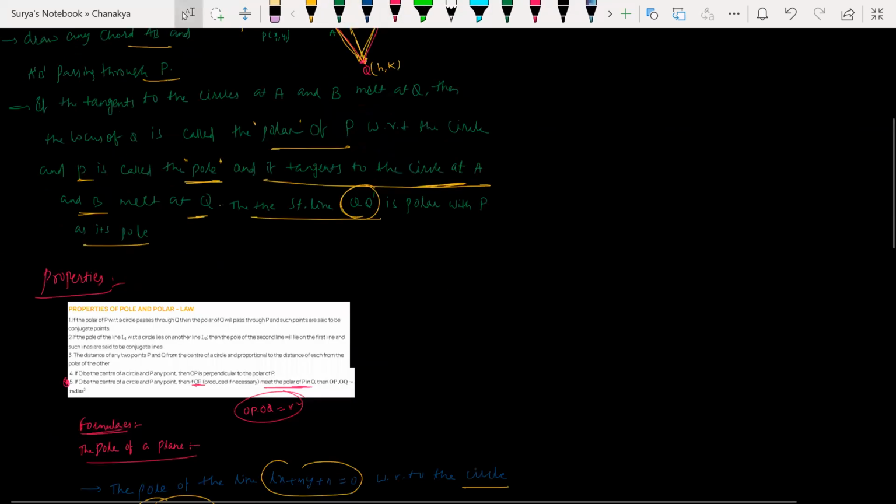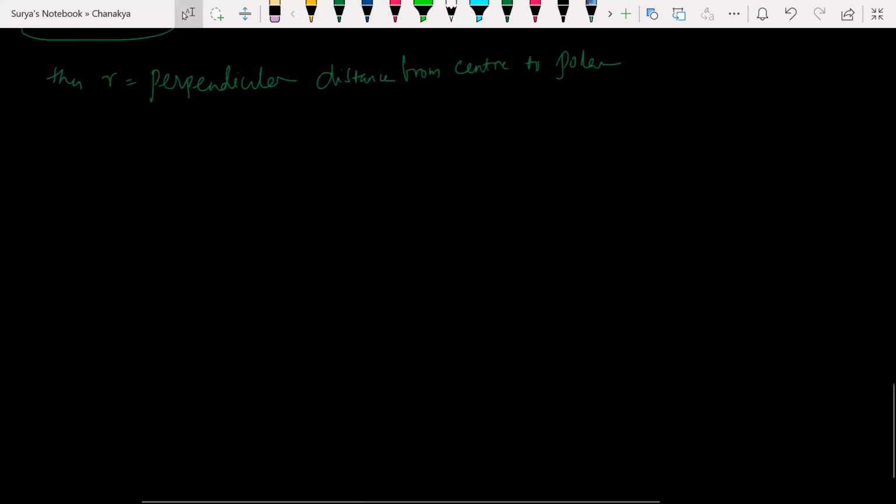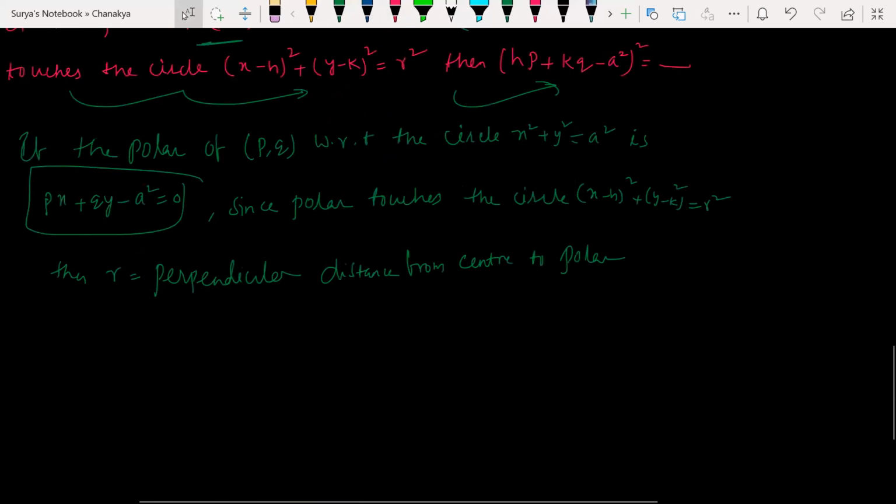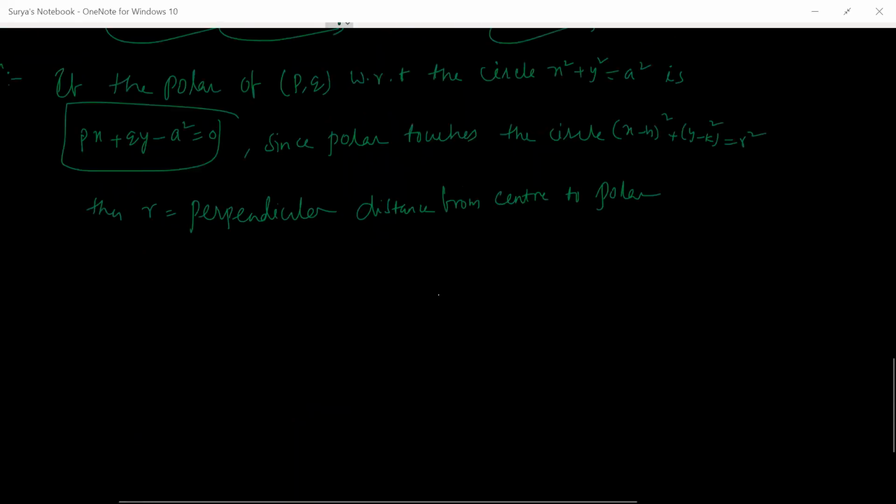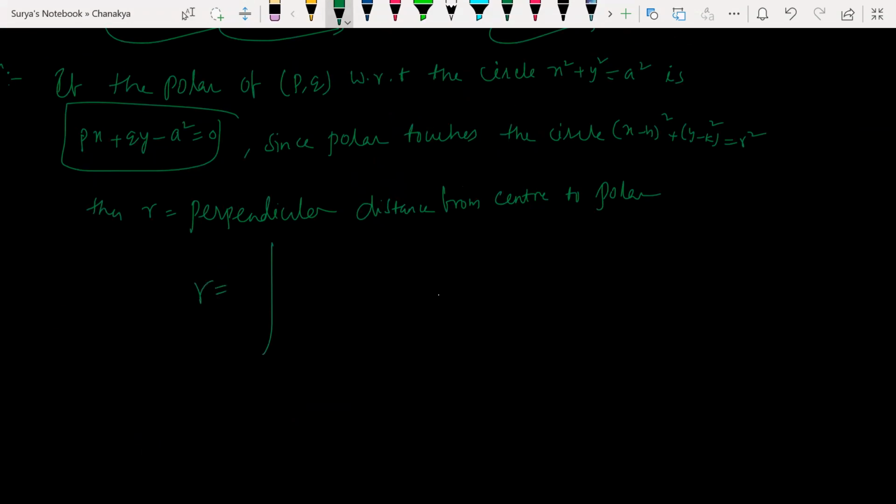Perpendicular distance from the... observe, analyze that. So basically the radius can now be written as a perpendicular distance. The formula in terms of P, Q, passing through P, ph plus qk minus a square divided by... what is it? Distance of a point from the line.